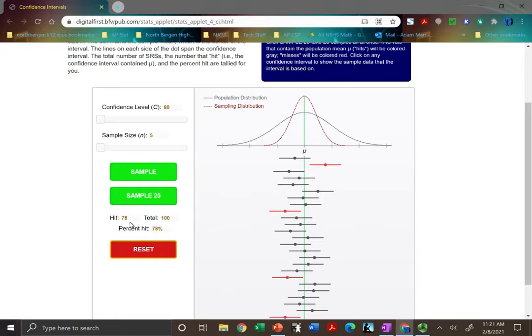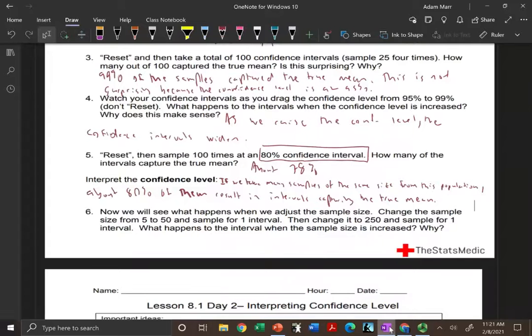And we found out that about, in this case it was 78, but it was about 80% of these samples resulted in intervals that actually capture the true mean. So that's how you interpret this properly. All right, so I'm going to say that once again. If we take many samples of the same size from this population, about 80% of them result in intervals capturing the true mean.